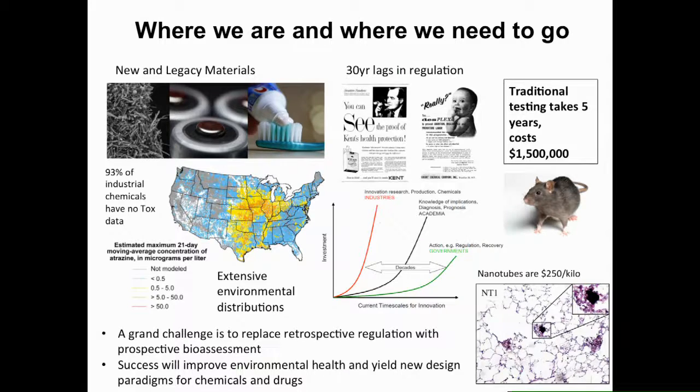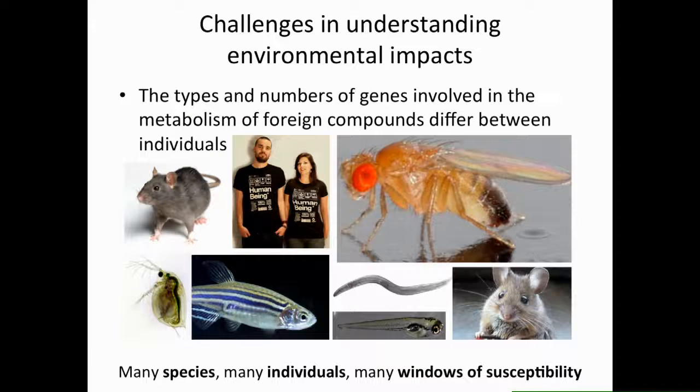So we need more cost-effective models to try and change this. We need to be able to assess compounds faster, on timescales relevant to industry, relevant to innovation. So it really is a grand challenge before us to try and replace this paradigm of retrospective regulation with prospective bioassessment. And that's going to require a much better molecular understanding of what environmental chemicals do to biological systems. And that's not an easy thing.